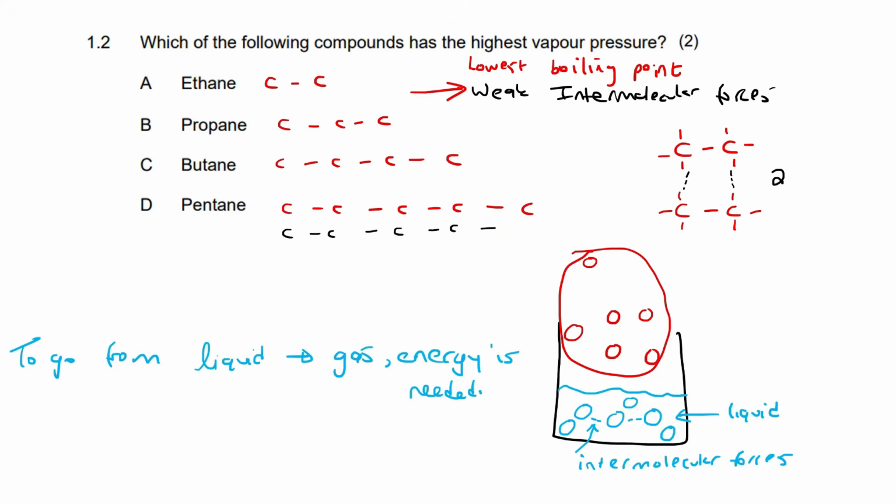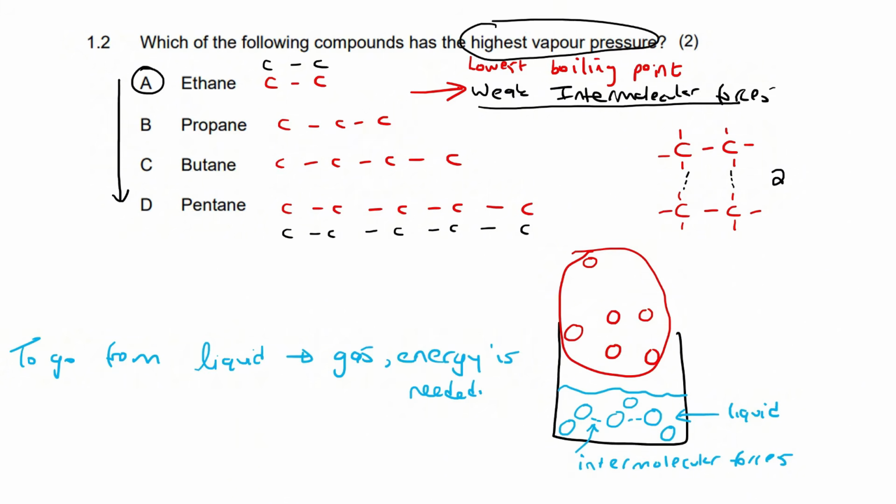Remember, you always have to think about 2 molecules. What you should identify is that it's going to be more difficult to separate pentane, and it's going to be easier to separate ethane molecules. And as you go down, it's going to get more difficult. So the easiest ones to separate are going to be ethane. So what we'll say then is that the answer is ethane, because that would have the weakest intermolecular forces, which means it's the lowest boiling point, which implies that's the highest vapor pressure.